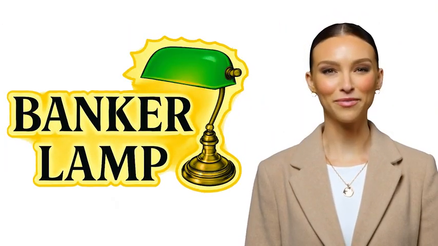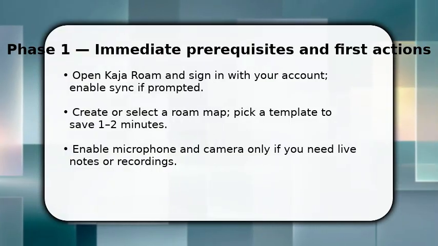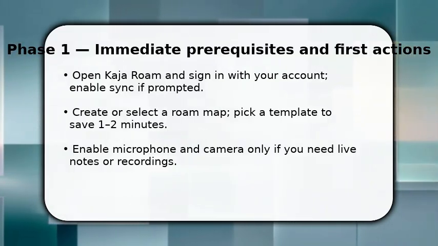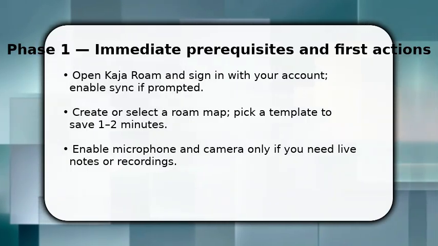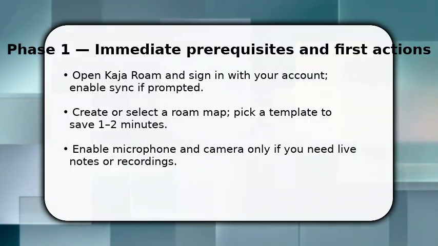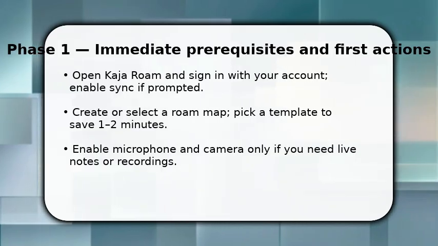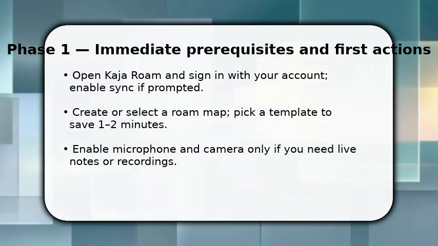Please enjoy the video. You start by opening Kaja Roam and signing in. Make sure sync is enabled so your data stays consistent across devices. Once signed in, create or select a Roam map. Choose a template to speed setup, because templates pre-configure layouts and tags.